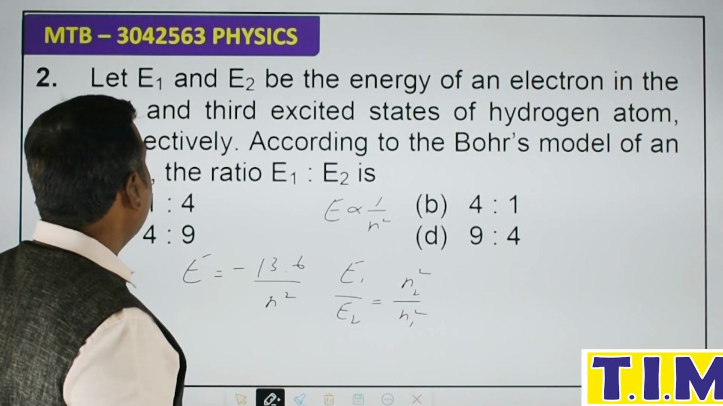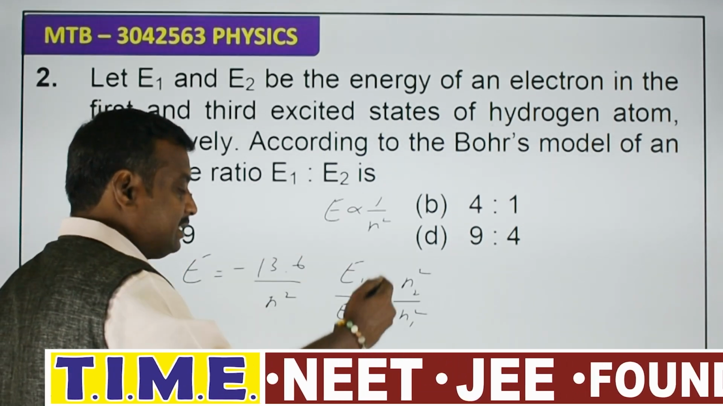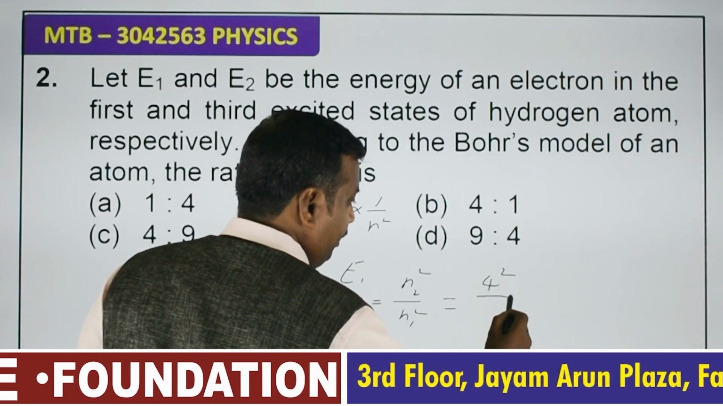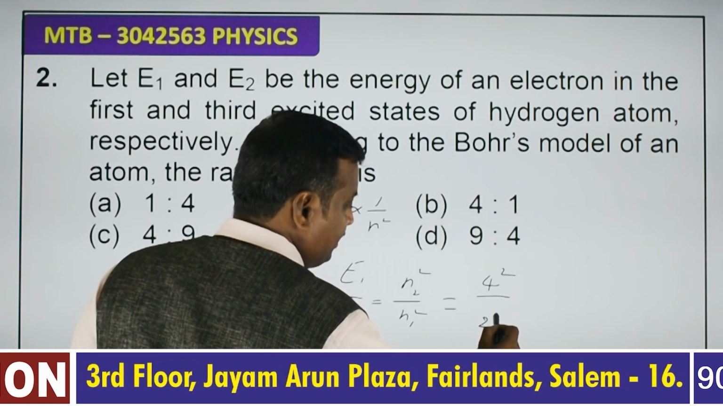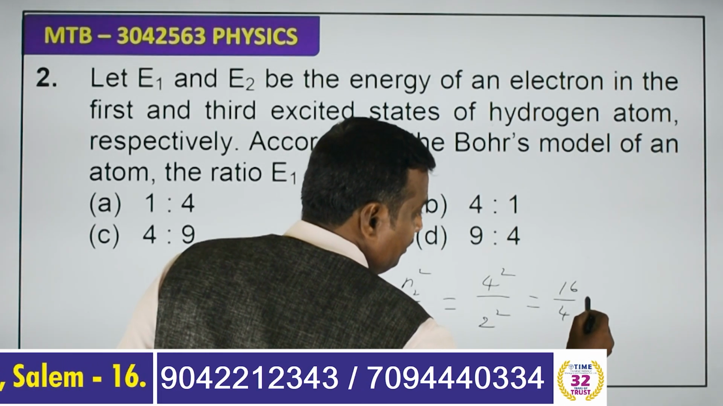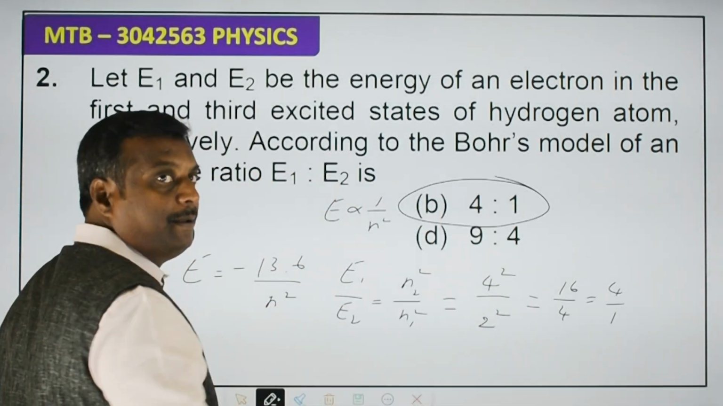Sir, N2 is given as the third excited state. So what is the value of N2? It is 4, the third excited state. So 4 square divided by N1, which is given as the first excited state, so 2 square. So this will be 16 by 4, which will be equal to 4 by 1. So 4:1. The right option will be option B.